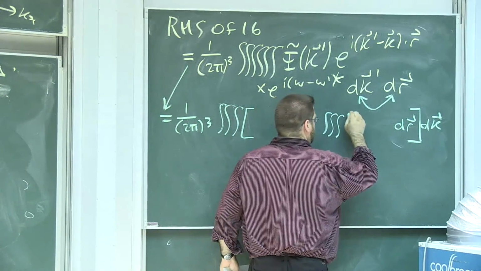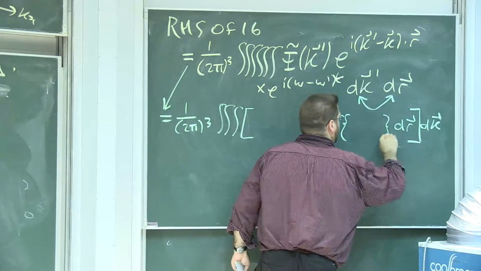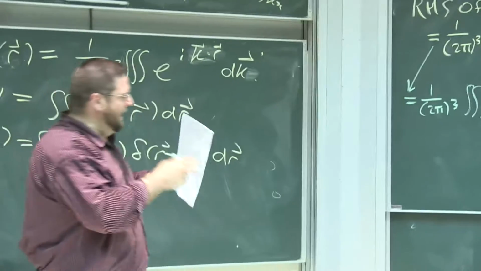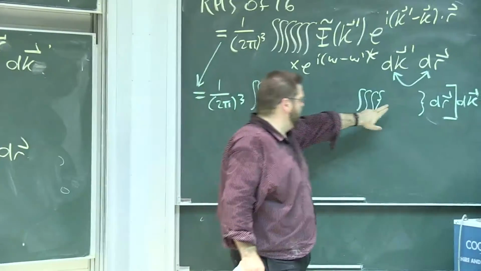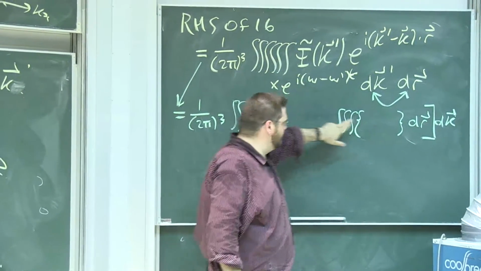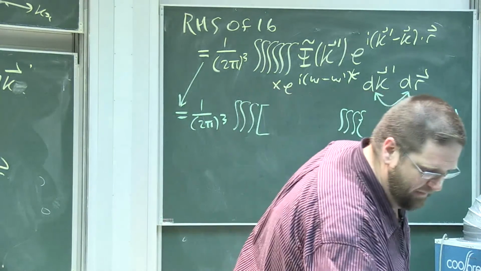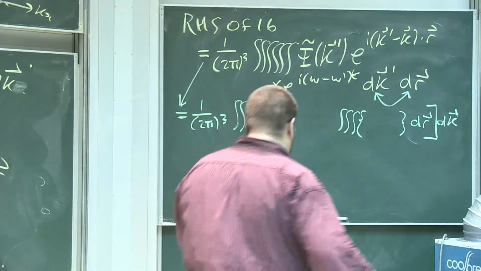Everything that goes in angular brackets is going to be integrated with respect to r. So what's in angular brackets? Anything that depends on r goes in here. Anything that doesn't depend on r goes here. So this is what I mean by accounting. What do we put where?